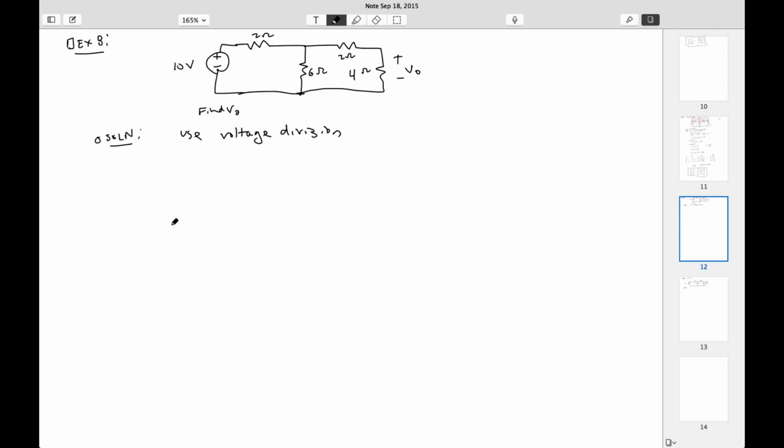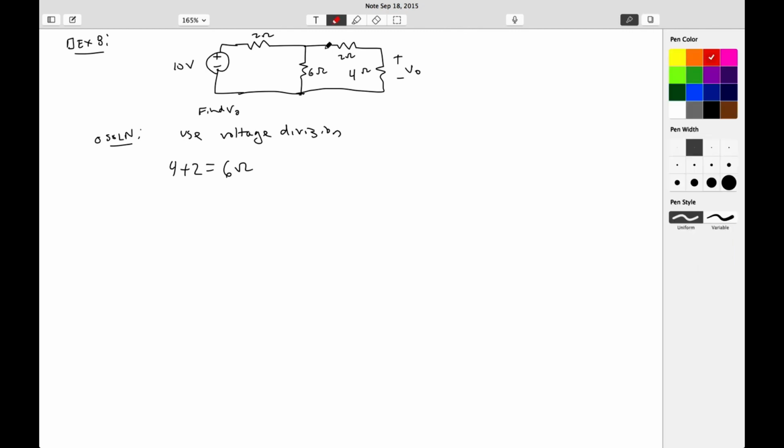And what we would notice is that we have 4 in series with 2, which is equal to 6 ohms. All right, so now if I see this, I have, again, these are in series. And what I really want to find here is what is the voltage at this node which I've highlighted, and I'll call it V here, because if I have the voltage input to these 2 resistors, I can most certainly use voltage division to find out what V naught is.